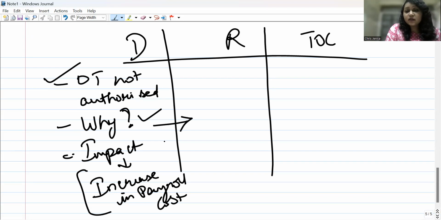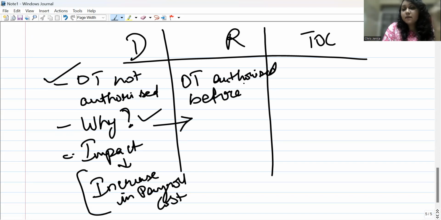Now what am I going to recommend? I would recommend that overtime has to be authorized before it goes for the payment to the payroll department. Before it is being processed by the payroll department, it has to be authorized by the responsible official of that particular department.